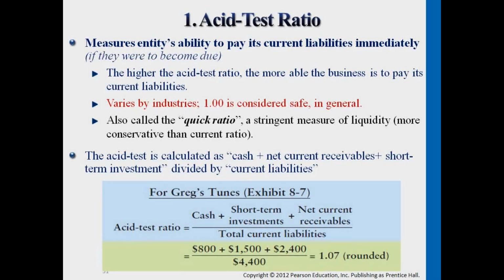We're just looking at current assets divided by current liabilities, and at that time we told you that the rule of thumb is about 1.5. So this was Chapter 4. Asset test ratio is more conservative than current ratio.